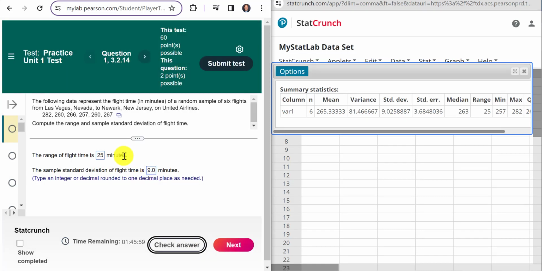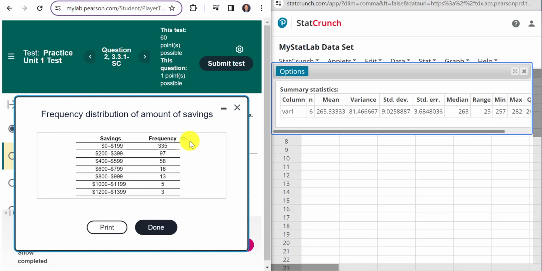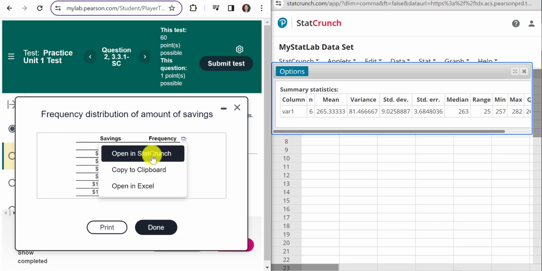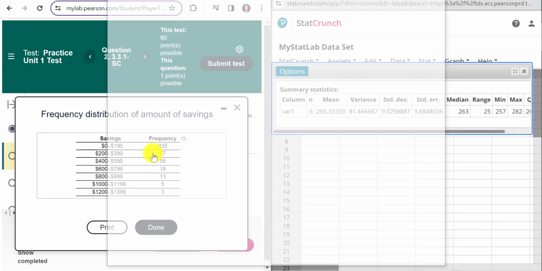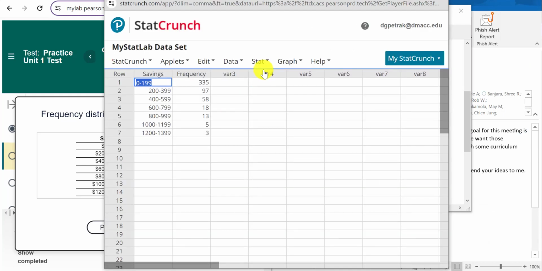All right. Let's go on to number 2 here. Recently, a random sample of 25 to 34-year-olds was asked how much they currently have in savings, and they got that in a table. They want the mean and sample standard deviation. Again, this is very straightforward. This is in a frequency distribution, so this is a little more interesting. And we had one like this from our homework too, so this would be a good one to go through.